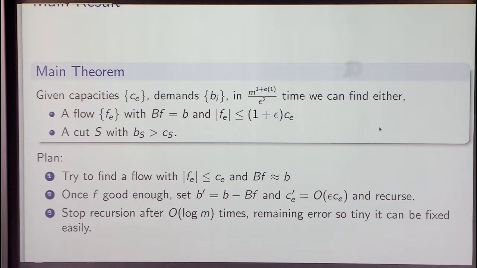And so when does the recursion eventually stop? So we'll see later that basically once you do this log m times, the remaining error is so tiny that it's sort of trivial. So if you imagine you do this log m times, each time you're scaling down the capacities by a constant factor, your new capacities are like 1 over m of your old capacities. And it's pretty easy to get like an m approximation of maximum flow.